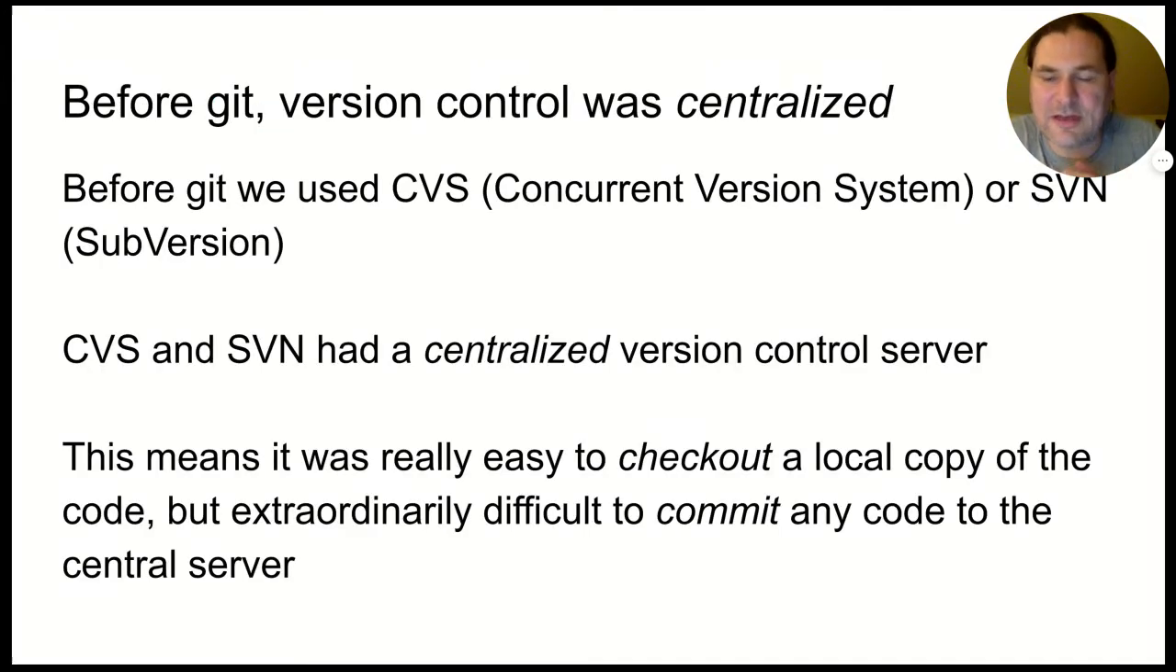So in the early days of version control, we had CVS, which goes back at least to the 80s, probably to the 70s. CVS stood for Concurrent Version System. And then SVN came along in the late 90s, early 2000s, and that fixed a bunch of the problems CVS had. But they both had the same fundamental centralized model. It's really easy to check out a local copy, but it's really hard to commit or check in code back to the central server. Let me show you a picture.